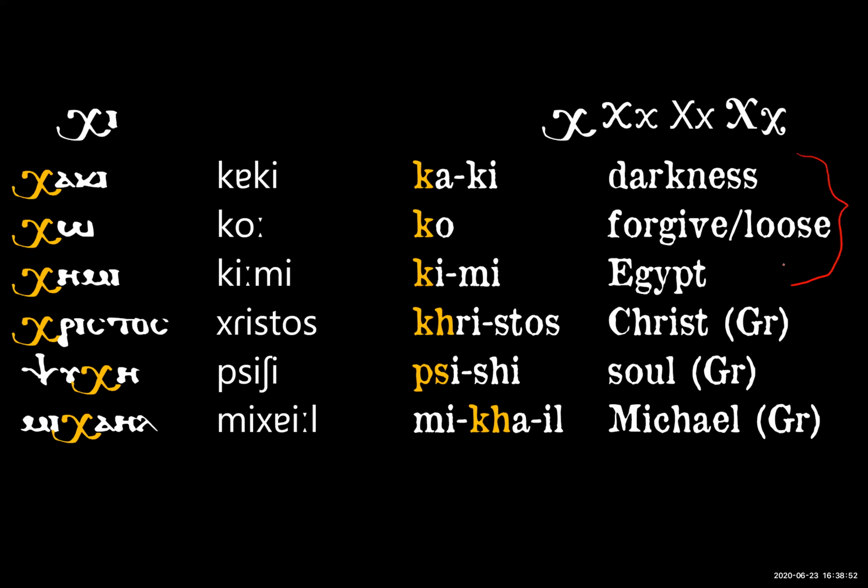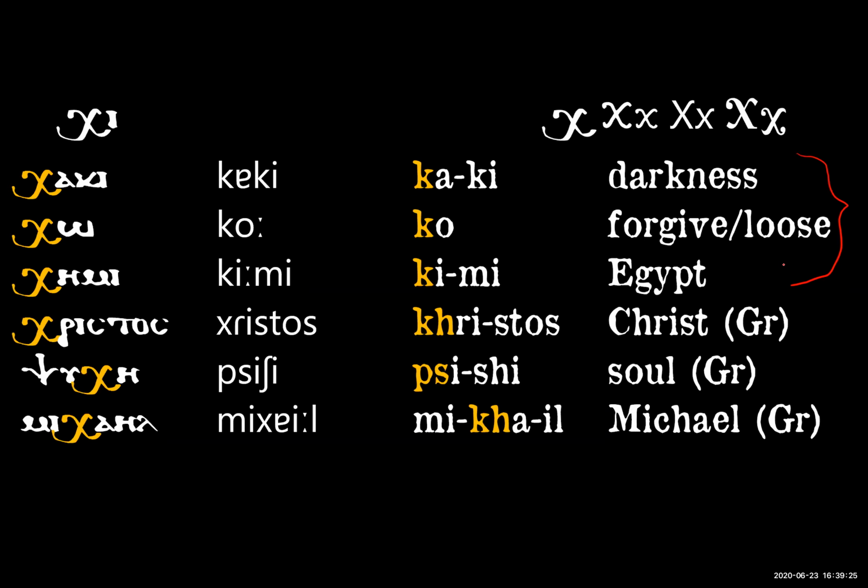So the first word here is kaki, which means darkness. Then we have ko, which means forgive. Then we have kimi, which means Egypt. And now we have the Greek words. So normally it's ch. So here it's Christos. This one I didn't make note, but also this letter most of the time it doesn't need a jinkim, although it's given often. So here Christos. It's not Echeristos. Christos.